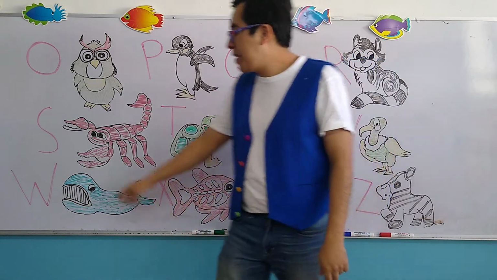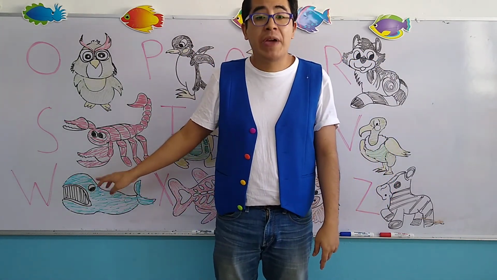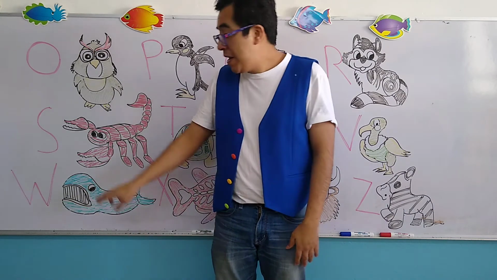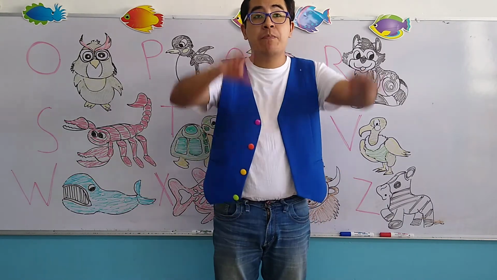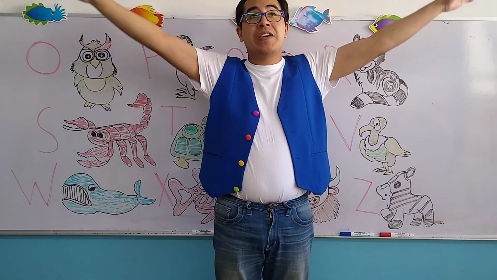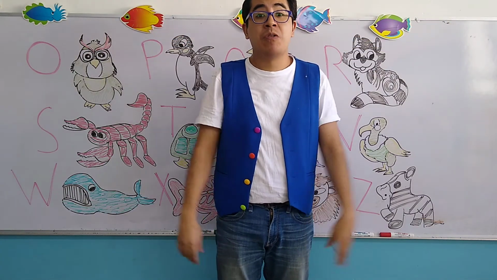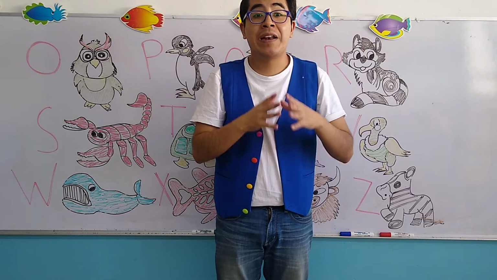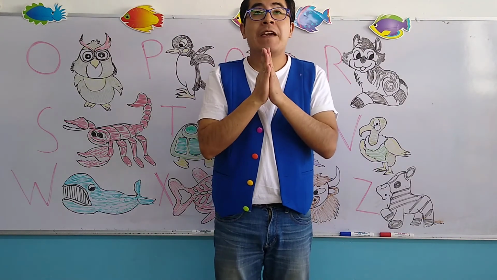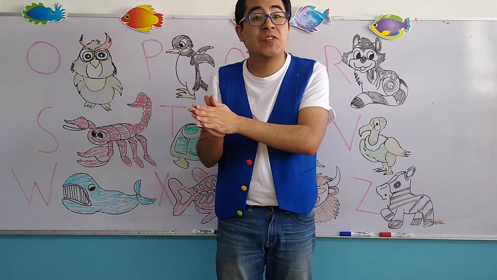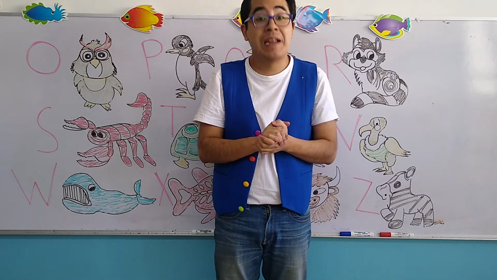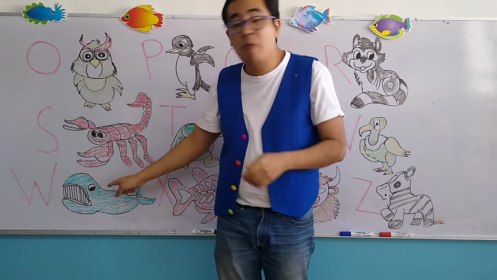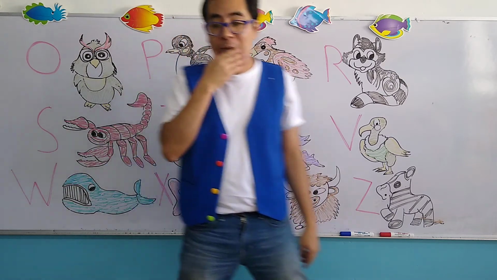Now continue with the capital W. We have the whale. Now the whale is one of the biggest animals in the world. Es uno de los animales más grandes de todo el mundo. And it's an animal from the sea, animals of the sea. Es uno de los animales del mar. Okay, so we have the whale with capital W.